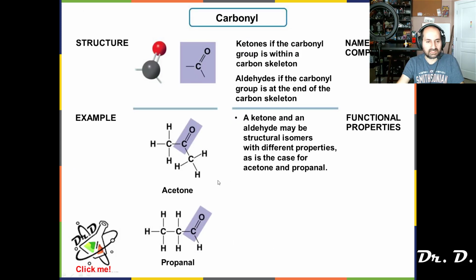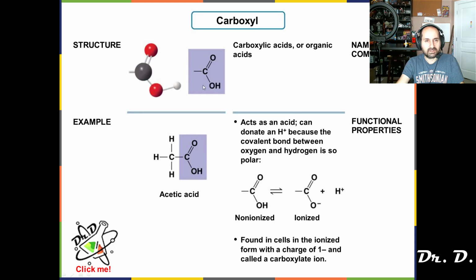So please do understand the difference between ketone and aldehyde carbonyl groups. If you want more information about that, click on this. I go into a little bit more depth. Carboxyl groups. Carboxyl groups look like this. There's an O double bond and an OH bond to the same carbon. So you have a carbonyl group and a hydroxyl group both connected to the same carbon. In that case, it's called a carboxyl group.